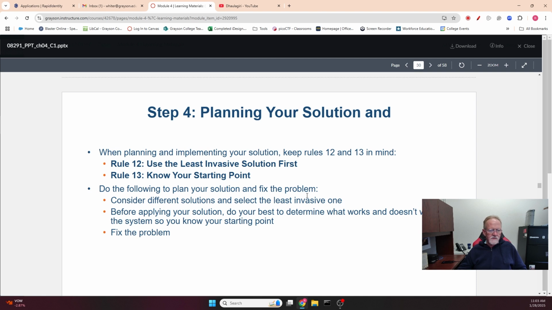Do the following to plan your solution. Consider different solutions and select the least invasive one first, and then work your way up the invasive scale, least invasive to next least, and so on. Before applying the solution, do your best to determine what works. Test thoroughly, and then fix the problem.